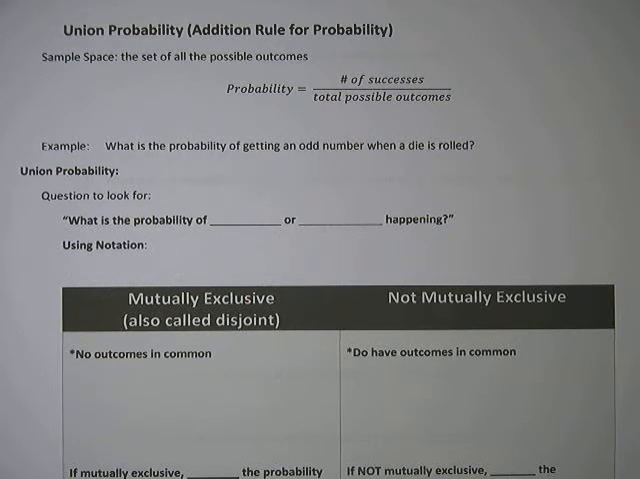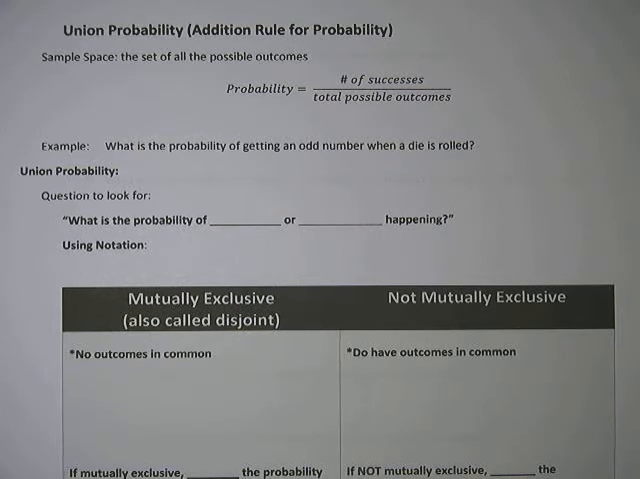In today's lesson, we are going to start talking about union probability, which some people will call the addition rule for probability. This is going to combine two things that we have talked about so far. It's going to combine what we talked about with unions when you did Venn diagrams, and it's also going to talk about probability in general. So we're putting these two things together.